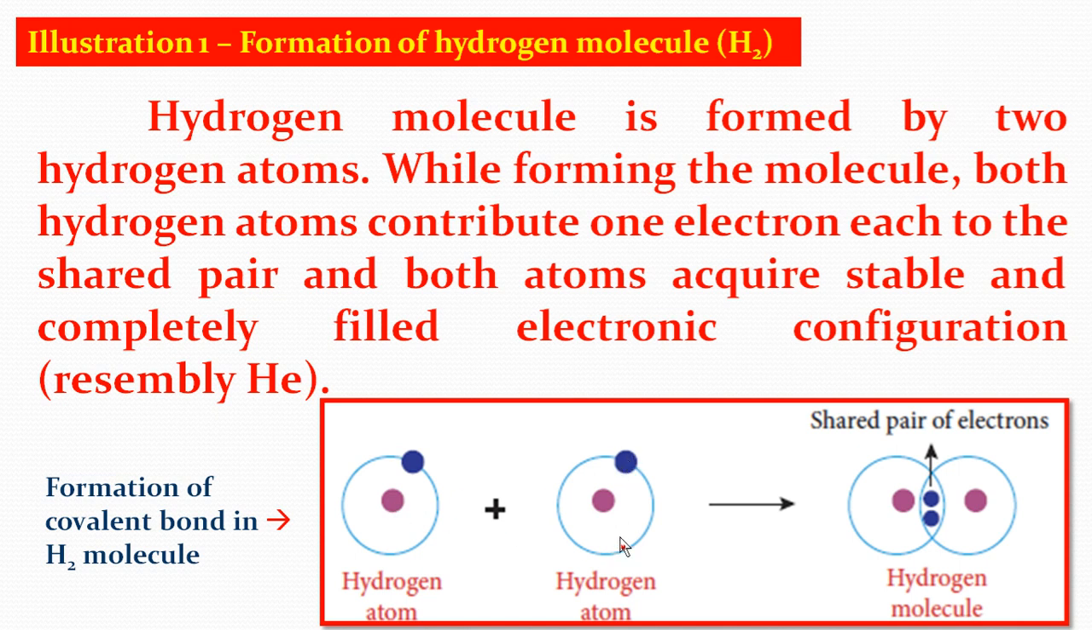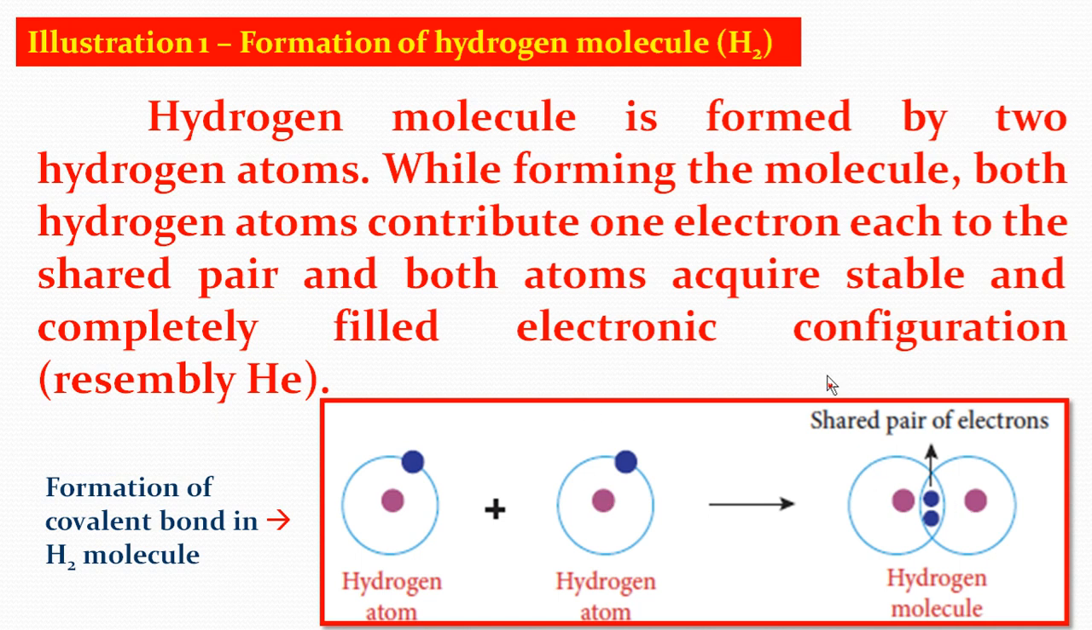So, both the atoms need one more electron to complete the stable filled electronic configuration. So, here both the atoms share their electrons. So here two electrons, called a pair of electrons. Pair means it contains two electrons. So it is only one pair of electrons. So here only one bond is formed between the two hydrogen atoms. So this is called a hydrogen molecule H2. The hydrogen molecule is formed by two hydrogen atoms.